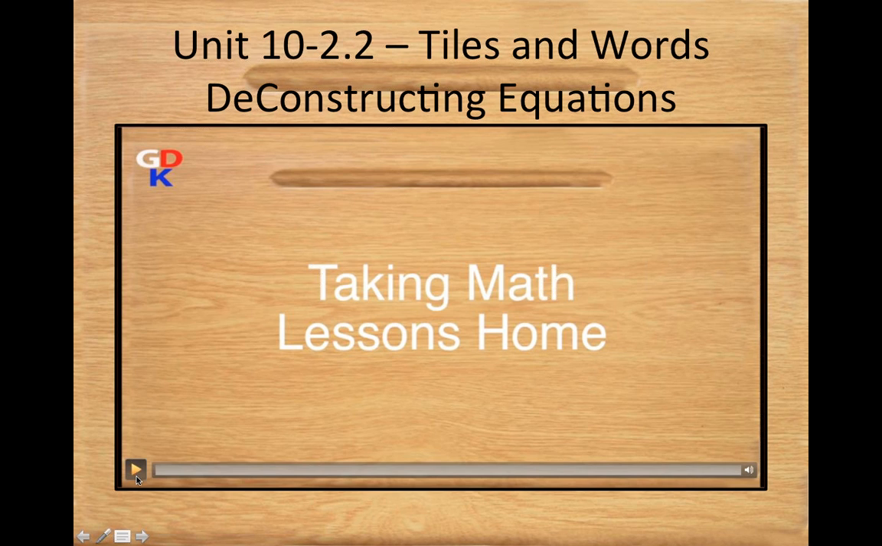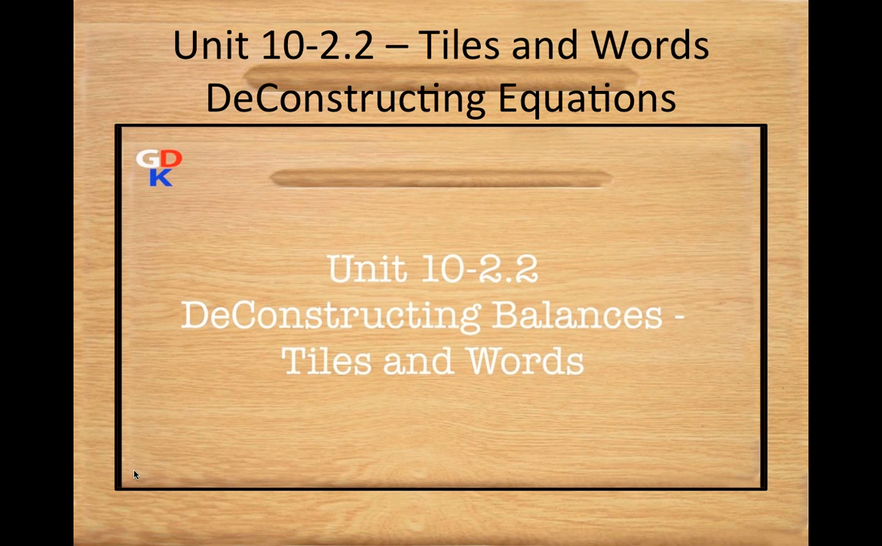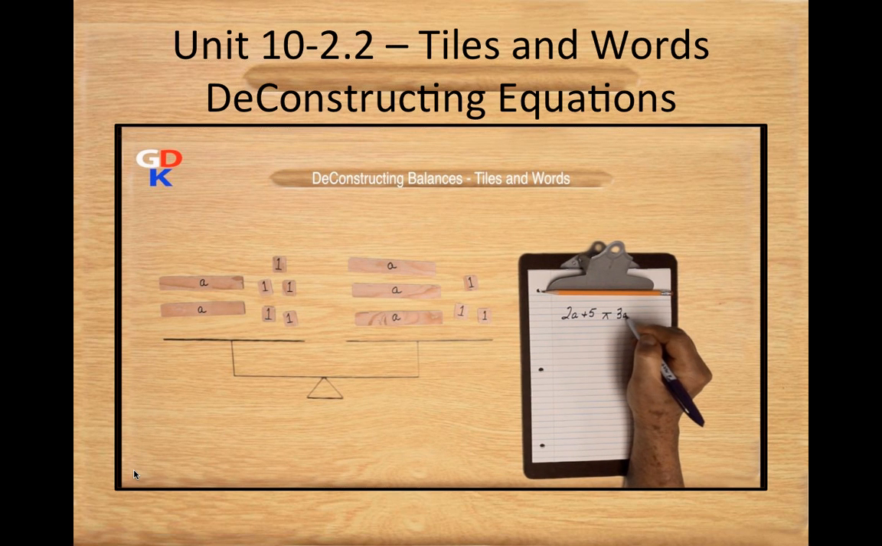Now we move on to how we take this idea and start to apply symbolism to it, but using the words that we say to children or students as we do these equations. Here we have our balance again. We have 2A and 5 balancing 3A and 3. And this time what we're going to do is we're going to record our balance. So on the left side of the balance, we have 2A and 5 balancing 3A and 3.